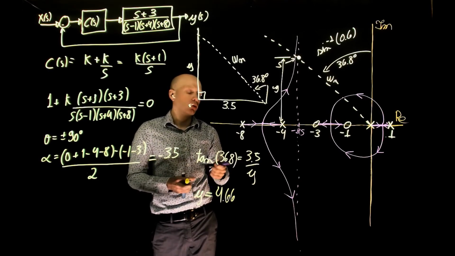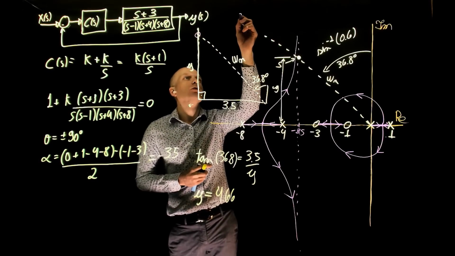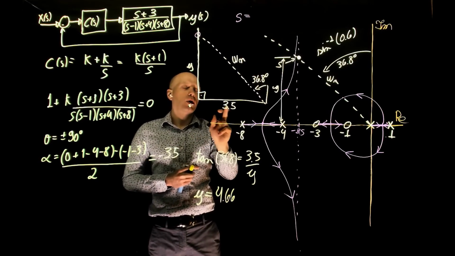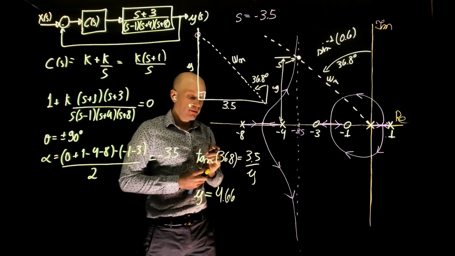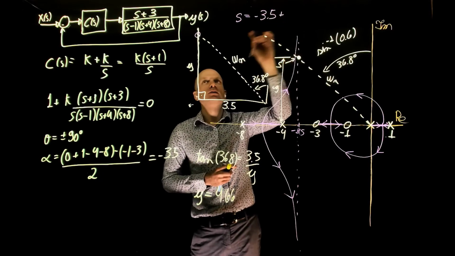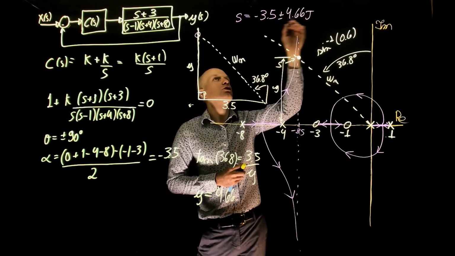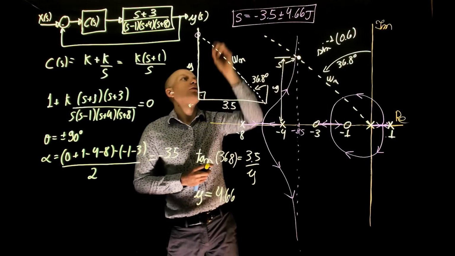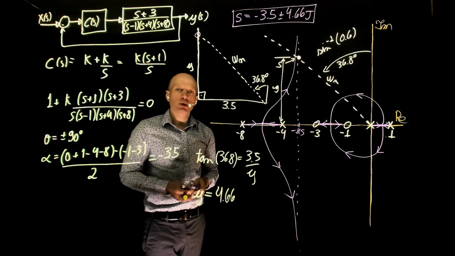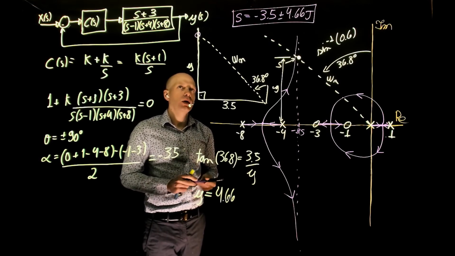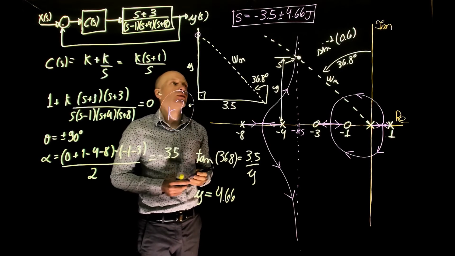So where is the pole? Well, the pole now is here. It has always been there. What are the coordinates of that pole? That is the coordinate of the asymptote, negative 3.5, plus minus the height, 4.66j. This is now the pole that has a damping ratio of 0.6 and belongs to the root locus. This is step one. Now that we have the pole, what is the value of K?